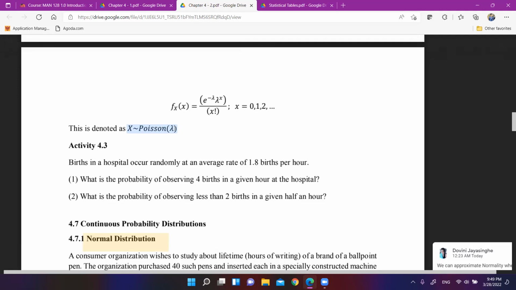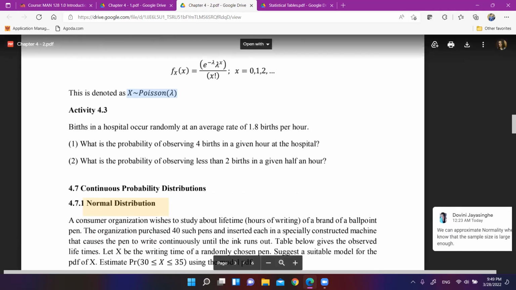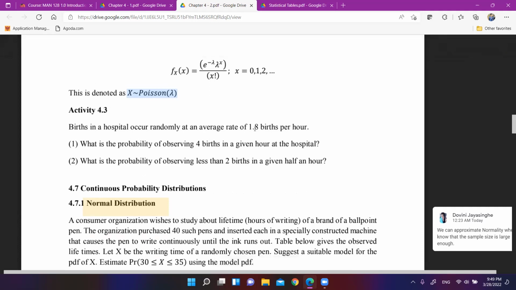So there's a small activity for you all to understand. This is easy. Births in a hospital occur randomly at an average rate of 1.8 births per hour.